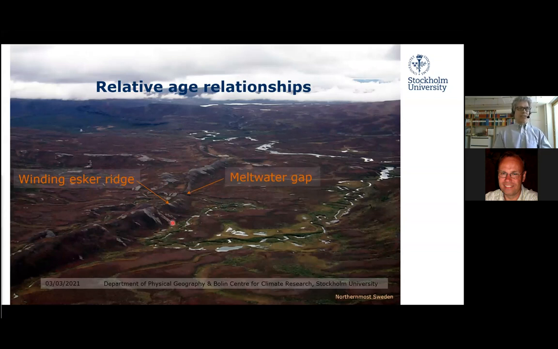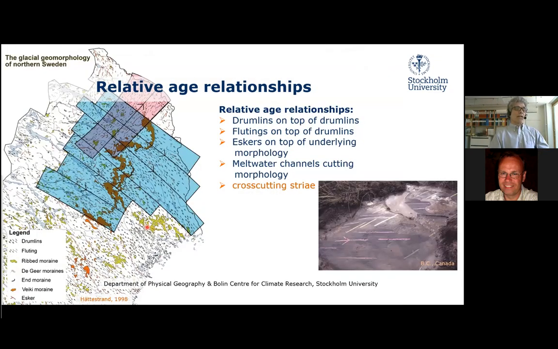landscape in this particular case, and tells us something about the location of an ice margin, which by itself, of course, the esker also gave us. But it says something about what is older and what is younger. And then, of course, finally, we have cross-cutting striae, of which there are so many observations in formerly glaciated landscapes. So you can, of course, collect these and map them and get really good relative age relationships between different sets of striae.